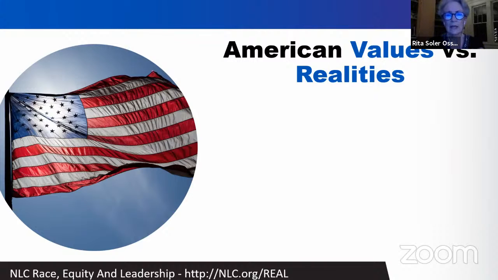But this is an important juxtaposition, and it's an exercise we like to take you through, balancing the American values that we know our country was founded on, and then juxtaposing that with the reality of whether or not those values are lived values. So we're going to throw a statement up, and feel free to unmute yourself and call out where you think the statement came from.